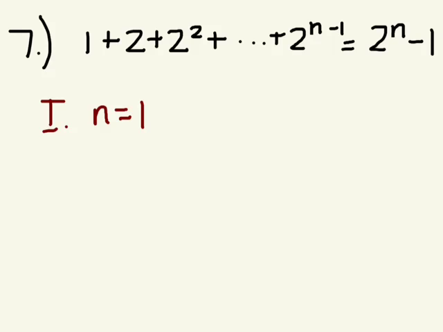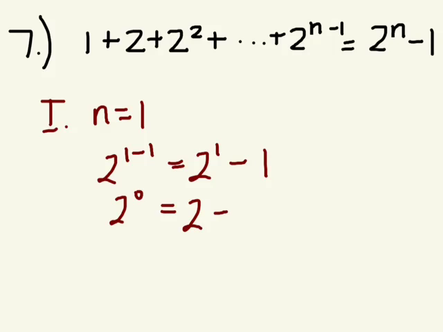So, the n equals 1 case is the first one we need to do. We're doing n equals 1 for this problem. We just want to show that 2 to the n minus 1 is equal to 2 to the n minus 1. So, 2 to the 1 minus 1 equals 2 to the first power minus 1. 2 to the 1 minus 1 is 2 to the 0. 2 to the first is 2. 2 to the 0 is 1. 2 minus 1 is 1. So our n equals 1 case is true.